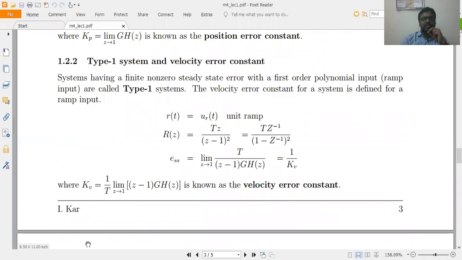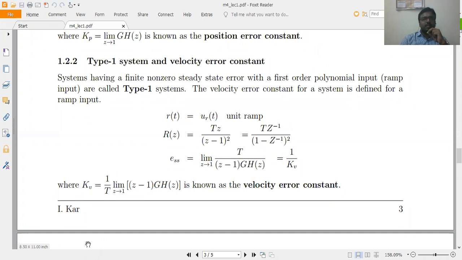Now, let us discuss the second type of error constant, which is called the velocity error constant, or the type 1 system. The second constant is nothing but the velocity error constant, which is simply called the type 1 system. Type 1 system.